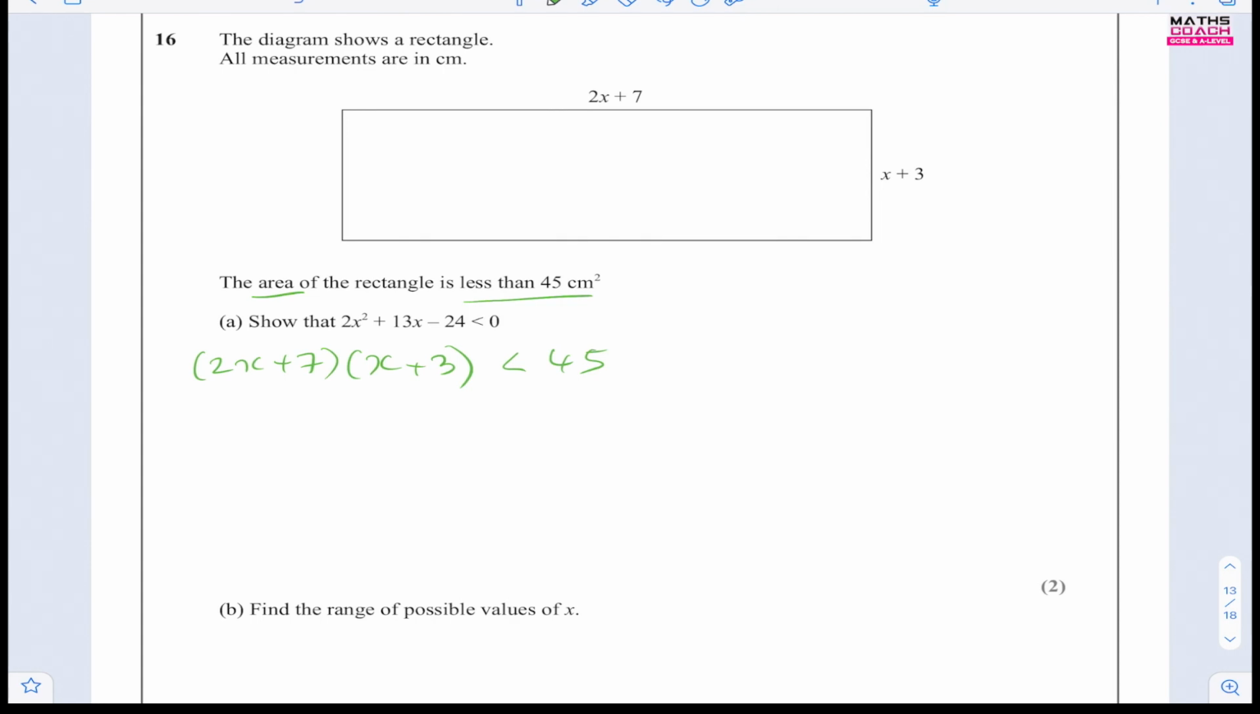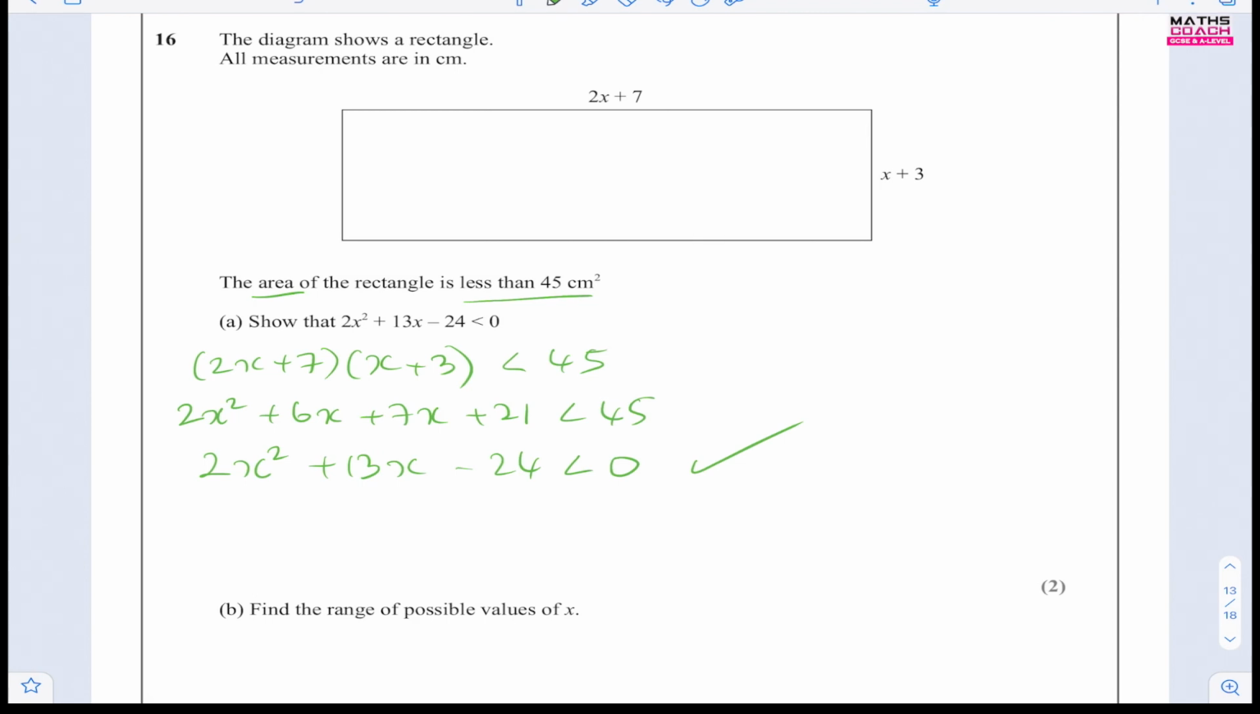Let's go ahead and expand our brackets. So we get 2x squared plus 6x plus 7x plus 21 less than 45. Let's take everything over to one side and also simplify. That gives us 2x squared plus 13x minus 24 is less than 0. And that's our answer that it wanted us to show.